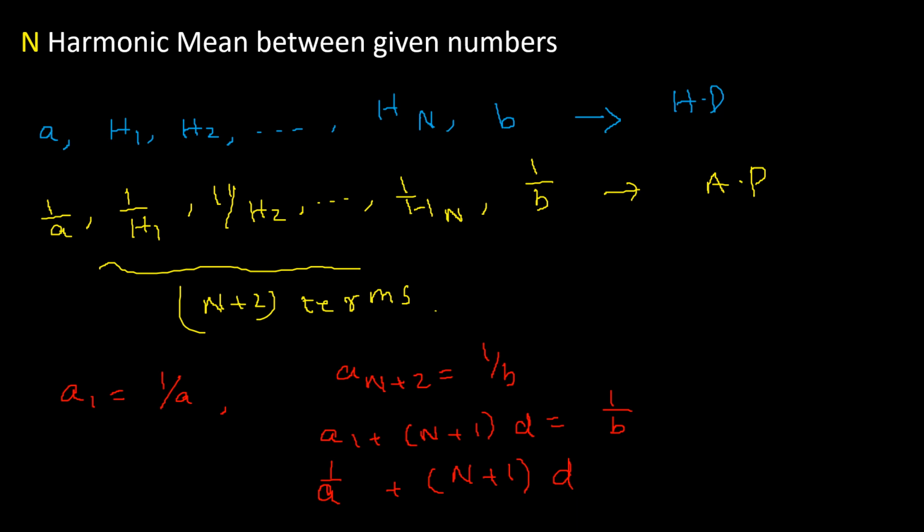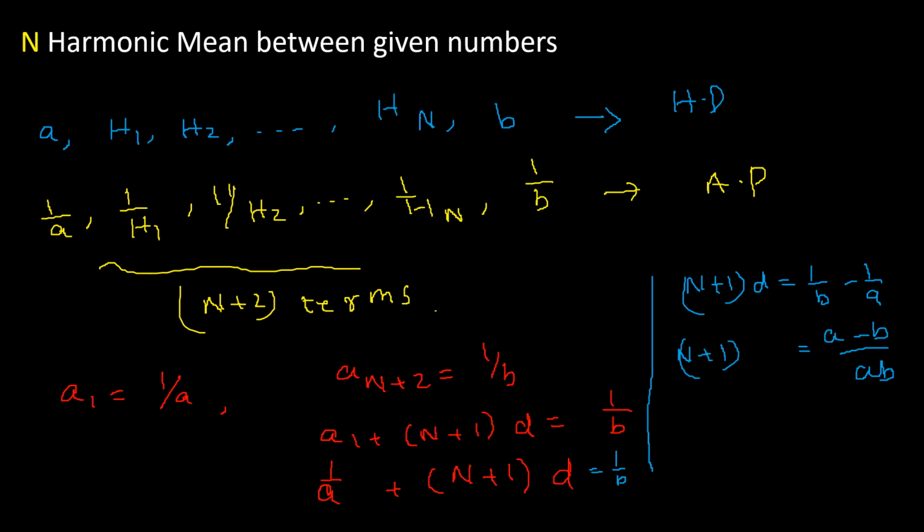So by taking those simplifications, what do we get? We get (n plus 1) times D equals 1 over B minus 1 over A, which makes it A minus B over AB. So D is equal to what? That is A minus B over AB into (n plus 1).